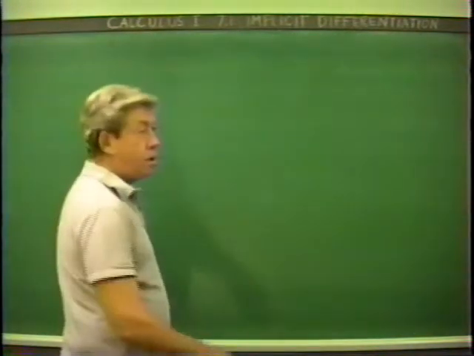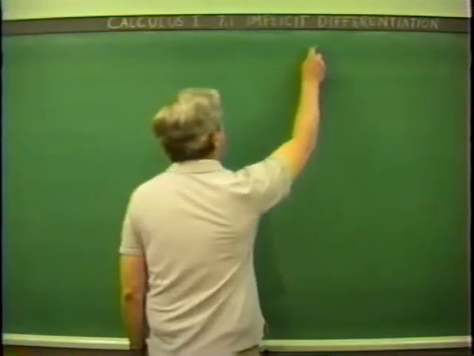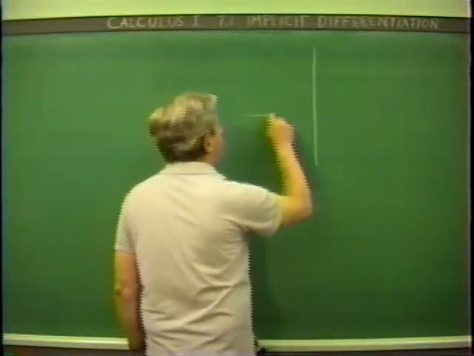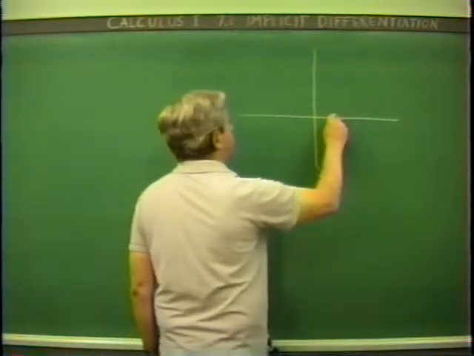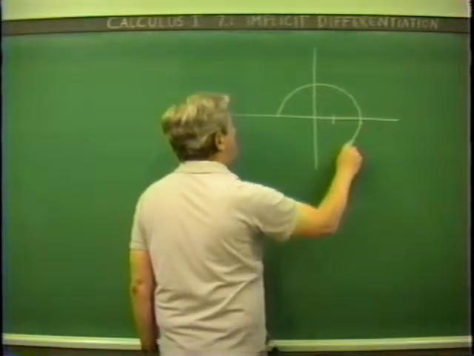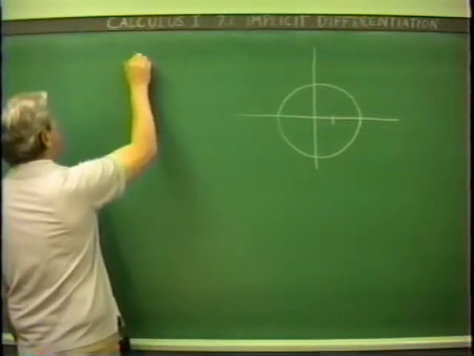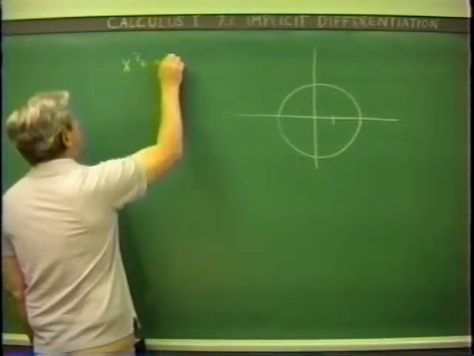The standard example for implicit differentiation is probably as follows. Consider a circle. Let's consider one of radius 2. This has the equation x squared plus y squared equals 4.